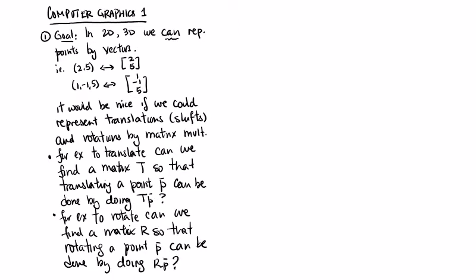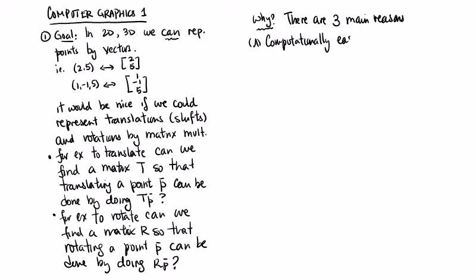Now we're also going to look at perspective projection, but I'm going to leave that for last. What I do want to look at right now is why we would do this. Why is this beneficial? There are a bunch of reasons, but 3 main reasons. Reason A is matrix multiplication is computationally easy. That's the first thing.